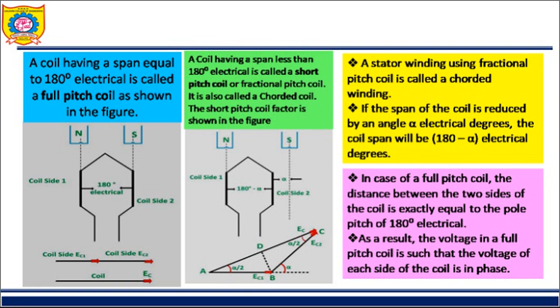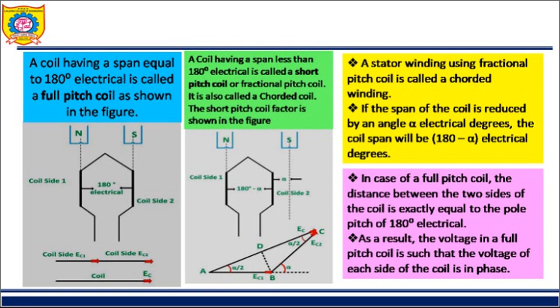When the coil sides or conductors cut the magnetic field, they induce an EMF according to Faraday's law of electromagnetic induction. So coil side 1 induces EMF EC1 and coil side 2 induces EMF EC2, and both are added. The phasor addition is done.